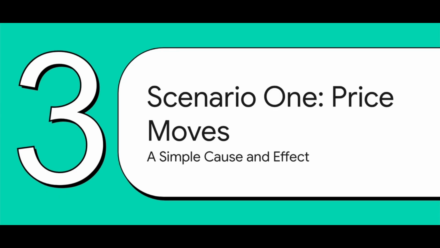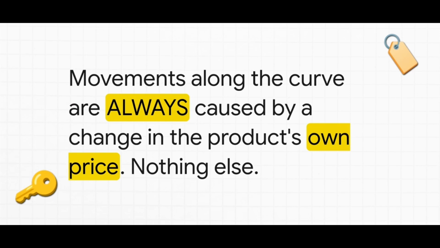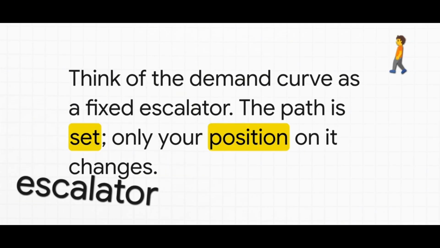Okay, let's start our investigation with scenario 1. This is the simple case. We're going to focus only on what happens when a product's price, and only its price, changes. And right here, this is the first golden rule. Seriously, if you remember one thing from this section, make it this. A movement along the curve is only ever, always, caused by one single thing. A change in the price of that specific product.